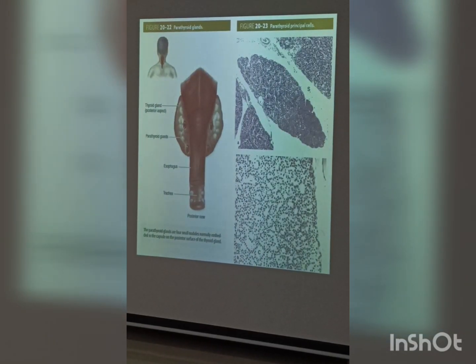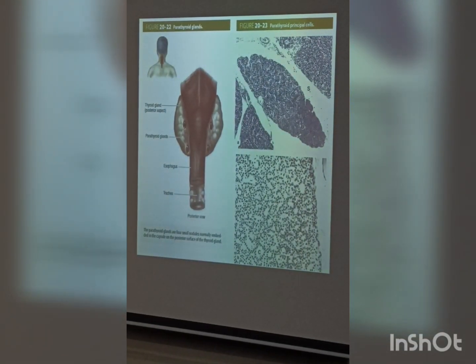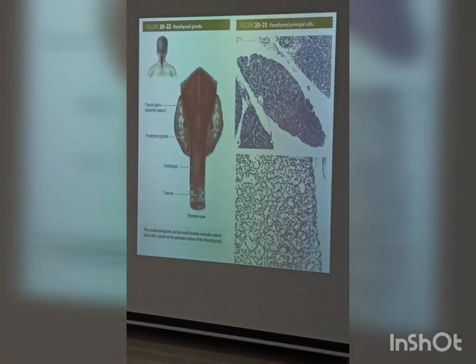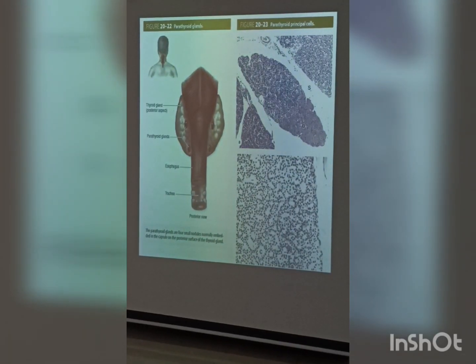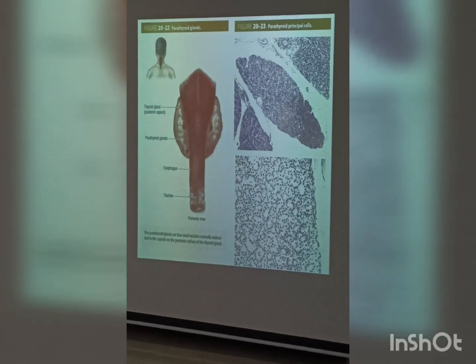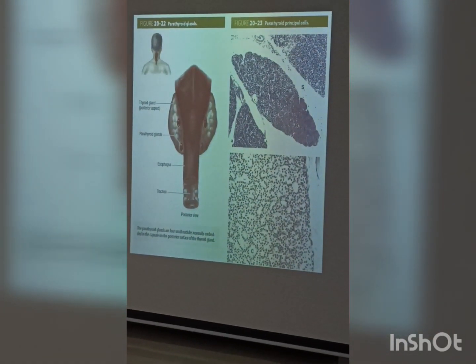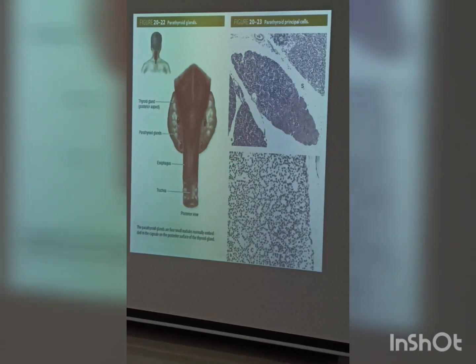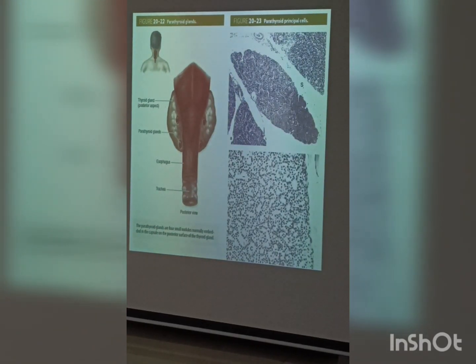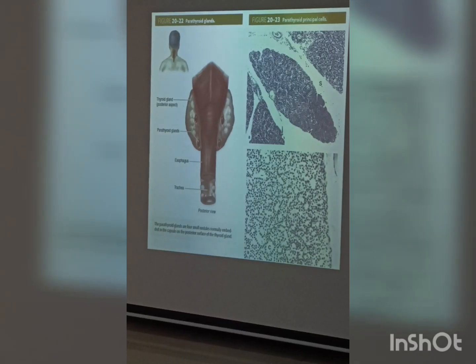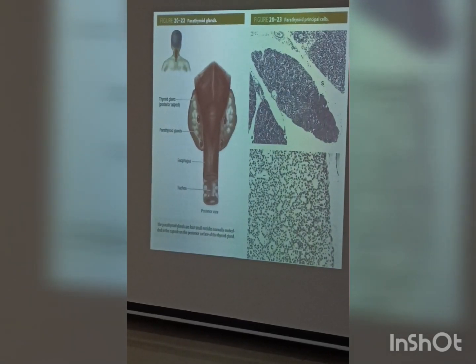The superior ones are derived from the fourth pharyngeal pouch, right? And the lower ones from the third. So both these pharyngeal pouches contribute to its embryological development. And this parathyroid hormone is crucial. It is very essential for life and survival.